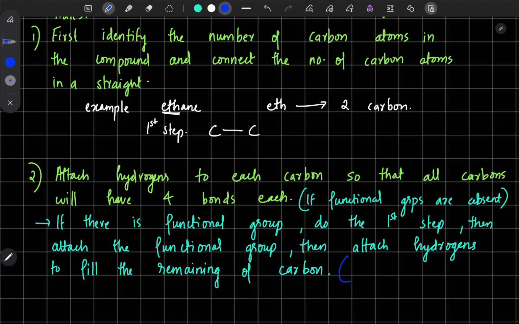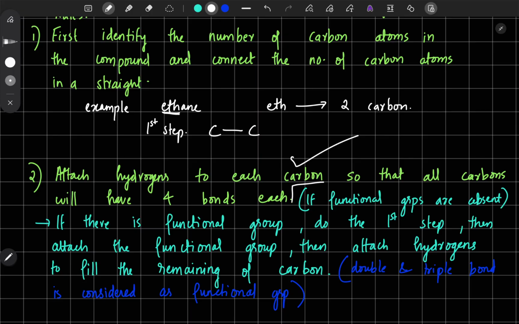And also understand that double and triple bonds are considered as functional groups. When I do some examples it will be more clear to you. But for now understand, double bond and triple bond are considered as a functional group. So our first statement will be only valid for alkanes. For all other compounds the functional group point will be valid. When we do examples it will be more clear to you.